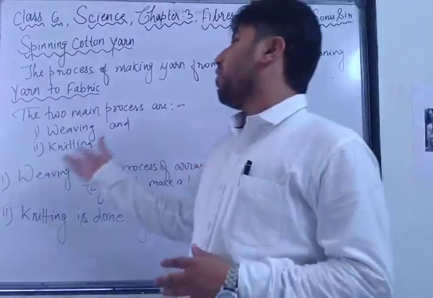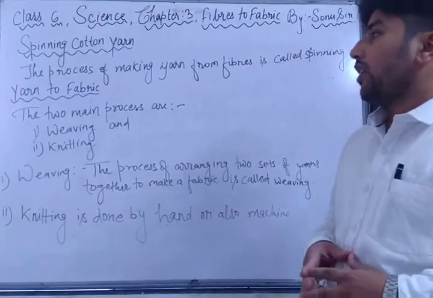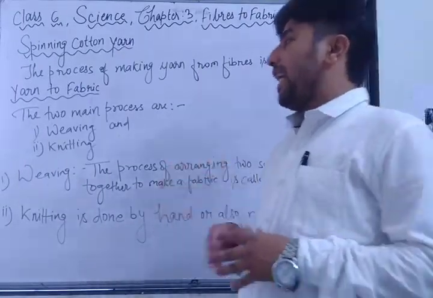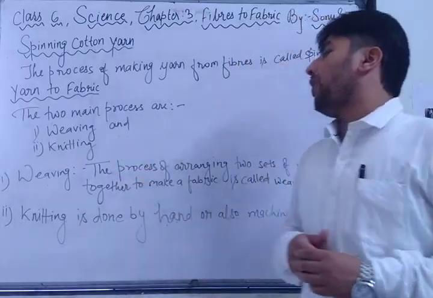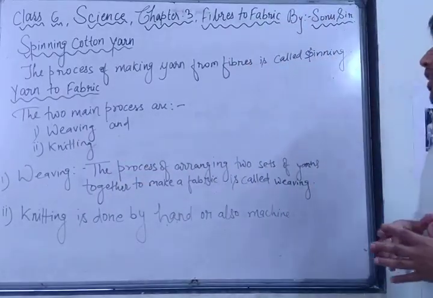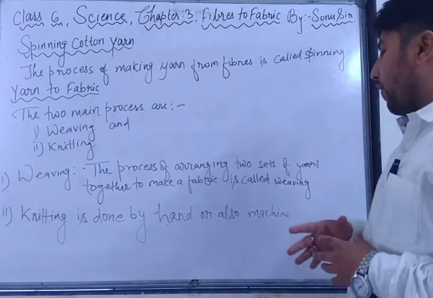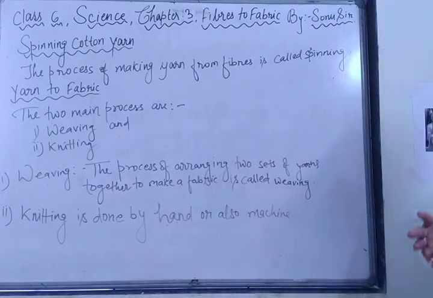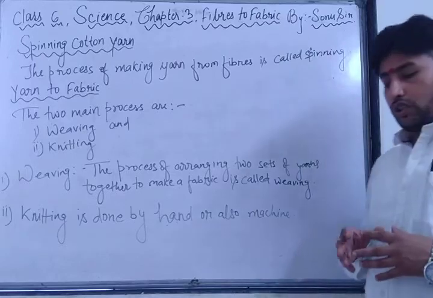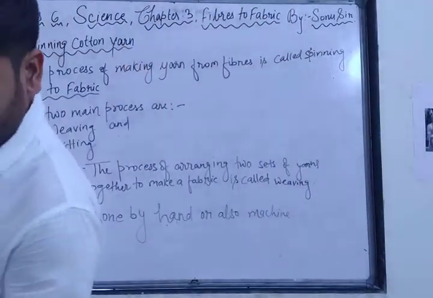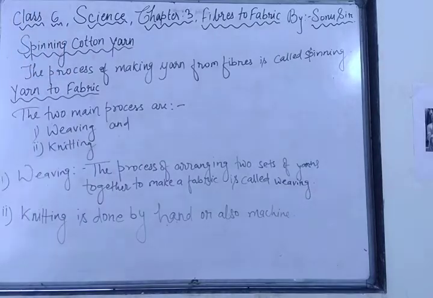Now let's come to the topic of yarn to fabric. How does this yarn convert into fabric? There are mainly two processes, that is weaving and knitting. Weaving, the process of arranging two sets of yarns together to make a fabric, is called weaving. And knitting is done by hand or machine also. First of all, you should know what is weaving and what is knitting.